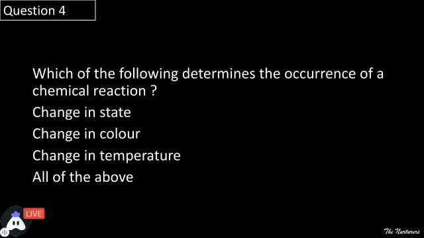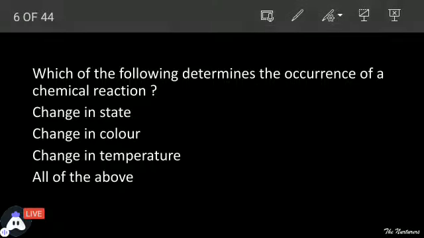Next, which of the following determines the occurrence of a chemical reaction? Now, you all know that there are 5 characteristics of a chemical reaction. That is the change in state, change in color, change in odor, formation of precipitate, or change in temperature. Now, which of the following occurred in the above reaction which we have discussed? Whether it was change in state, change in color, change in temperature, or all of the above? Yes, all of the changes were observed.